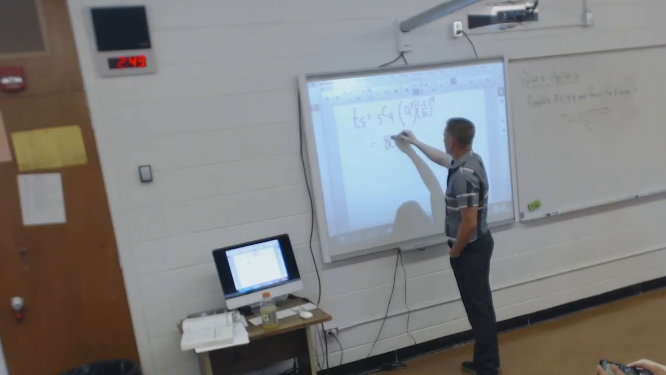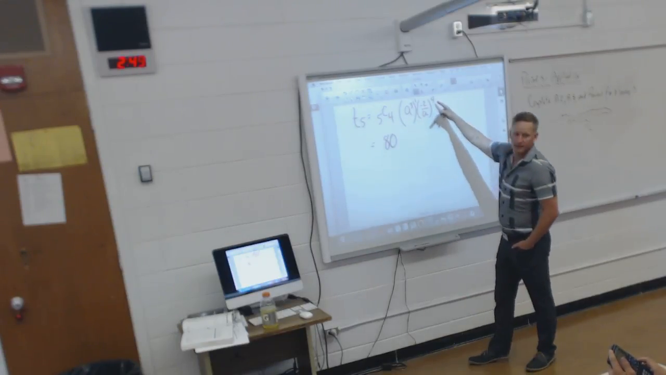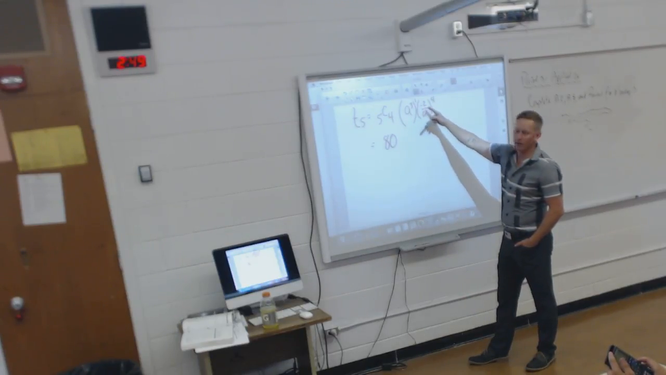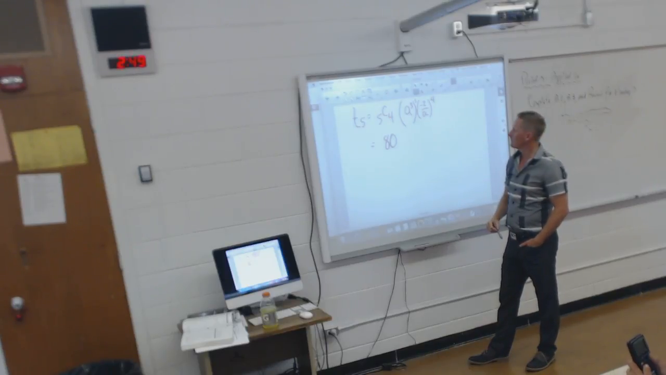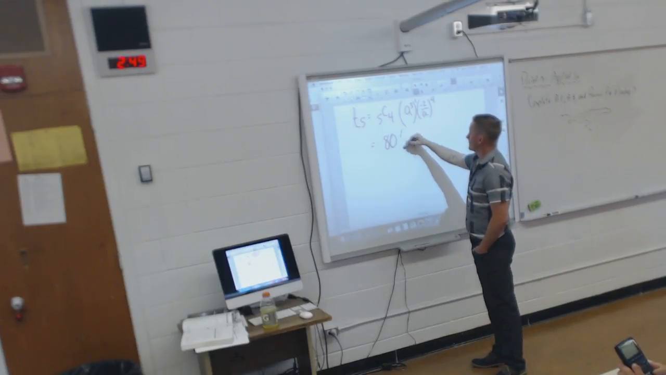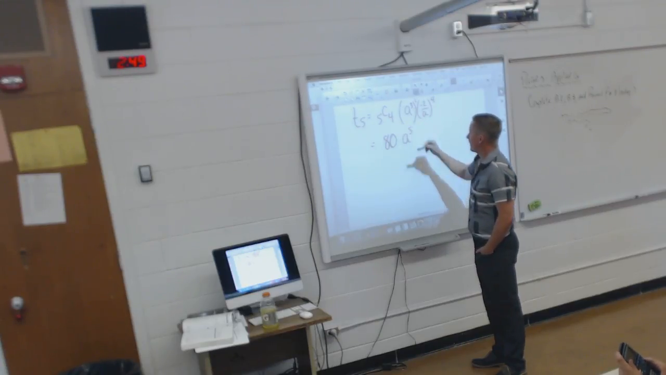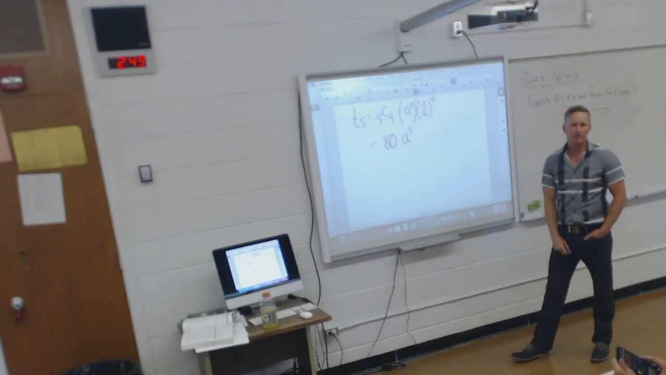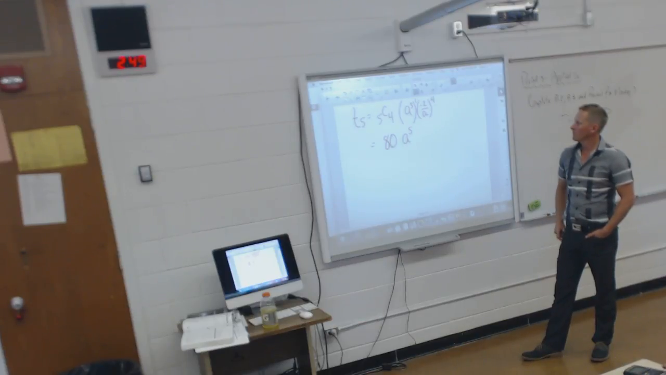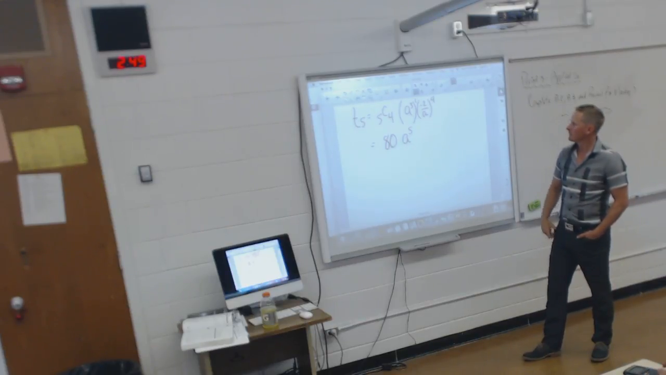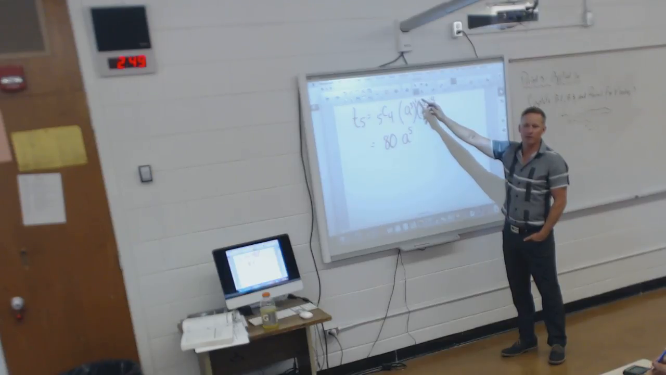Negative 80? No. It's an even exponent, therefore you're not going to have a negative value. I didn't have brackets in that. Okay, and then what's this going to be here? A to the 5. So there's your 5th term. Why is it 5? 3 times 1 is 3.